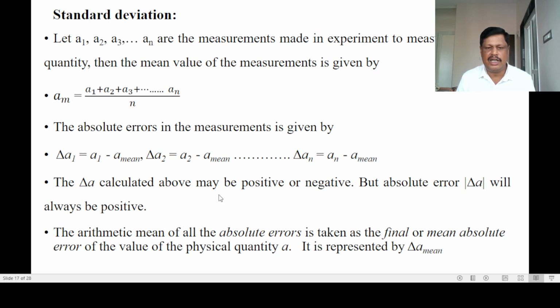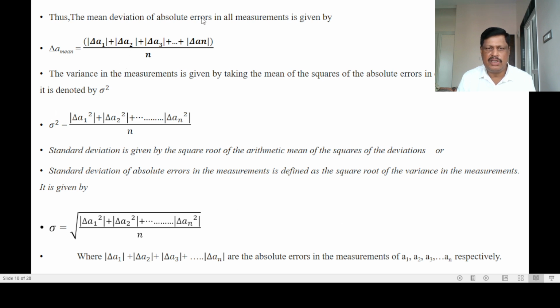The delta A calculated above may be positive or negative, but the modulus of delta A will always be positive. The arithmetic mean of all the absolute errors is taken as the final or mean absolute error of the physical quantity A, and it is represented by delta A mean. So the mean deviation of absolute errors in all measurements is given by delta A mean is equal to delta A1 plus delta A2 plus delta A3 plus etc. delta An over n. Up to this you already know in your earlier slides.